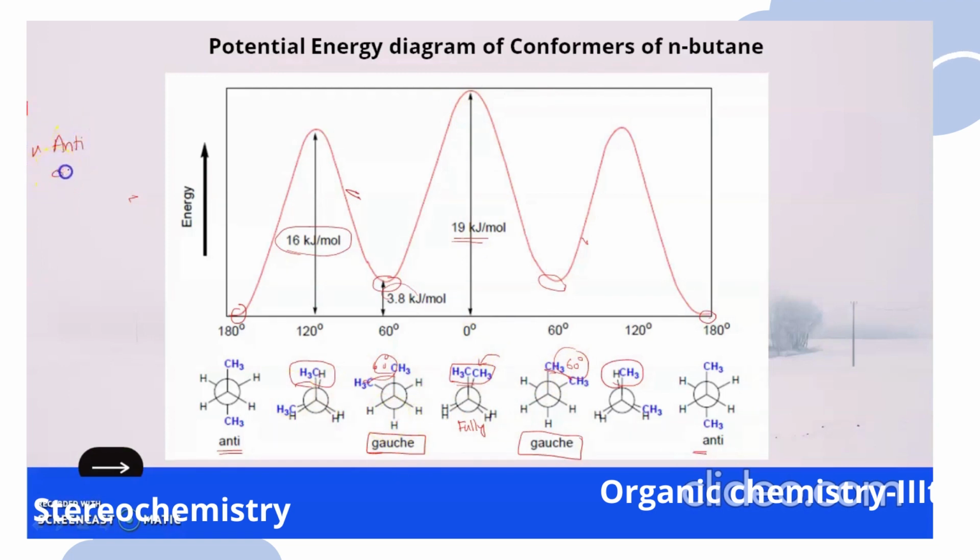followed by gauche or your skew conformational isomers, followed by partially eclipsed, followed by fully eclipsed. This is the order of their stability, and this is the potential energy diagram, which is plotted with the angle of rotation and the changes in energy level on your x and y axes respectively. This is all about conformational isomerism of n-butane. Thank you.